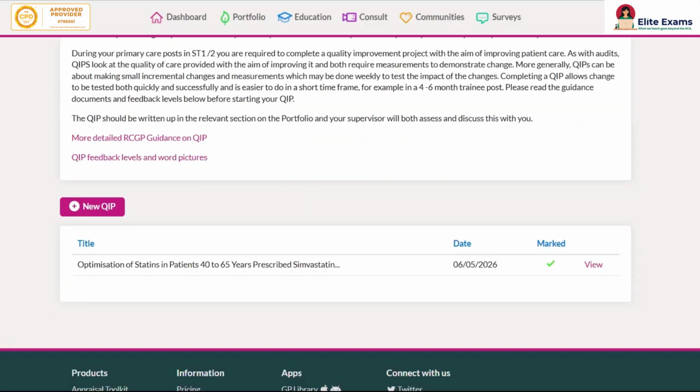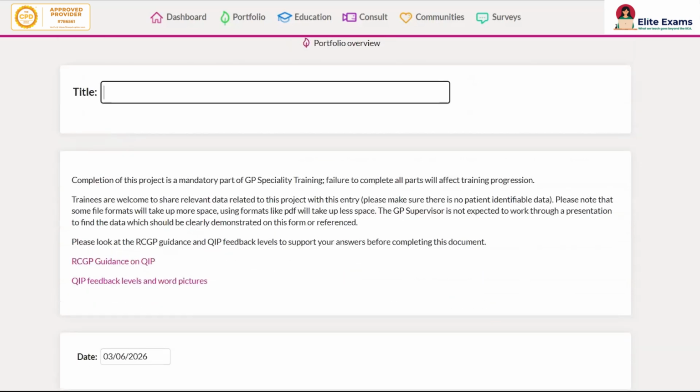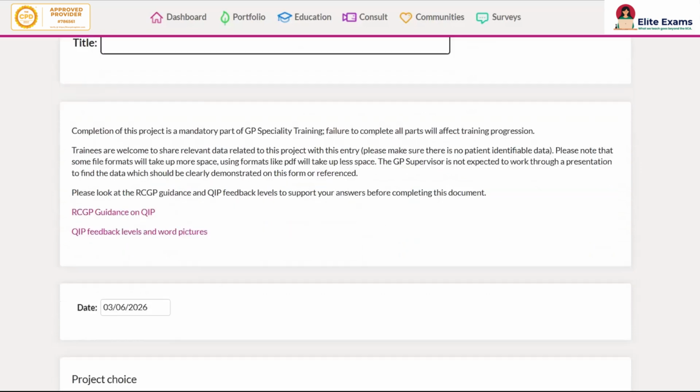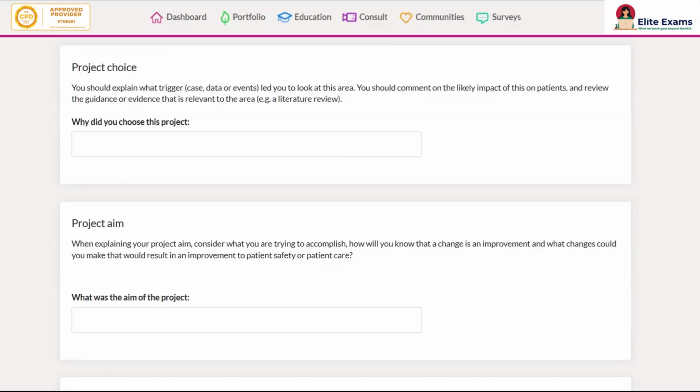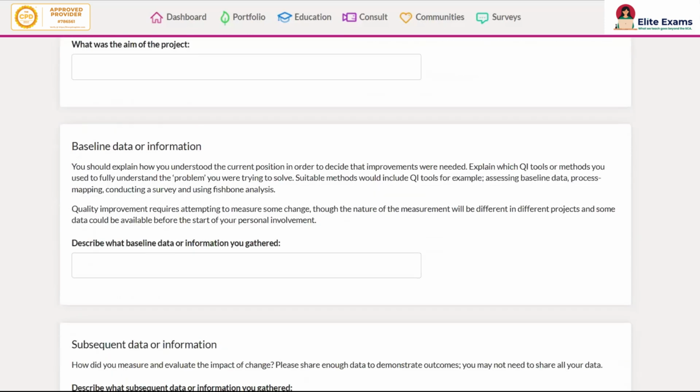So when you do a QIP, when you finish and you've done everything, you click on new QIP and then you talk about your title. Okay. You put your date, you explain why you chose this project. What did you notice? Did you see a patient that has CKD and hasn't been put on an ACEI? Did you see a patient that had CKD and hasn't even had the ACR done? So why did you choose it? So what was the aim? And then your baseline data, what information did you gather? So you can see that this is much bigger than a QIA.